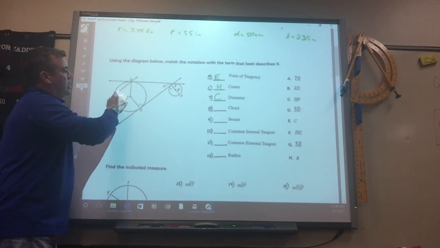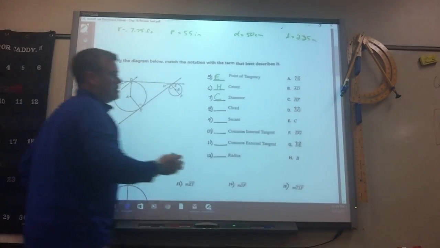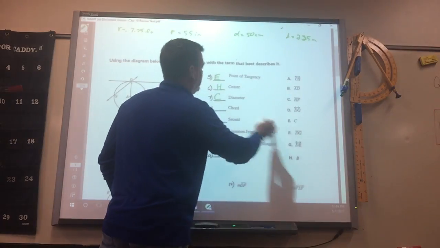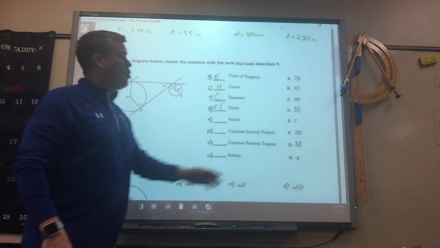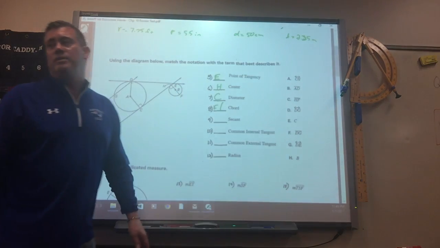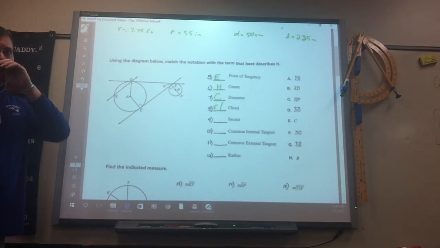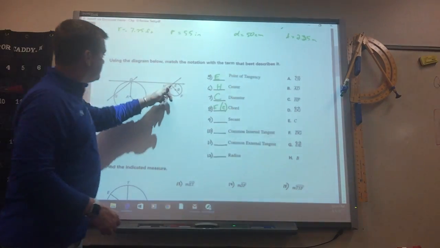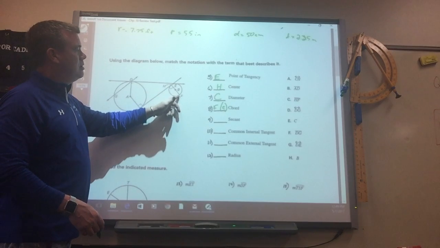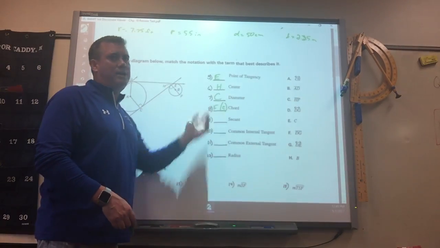GD is a chord, and a chord is a segment. So GD. Now, a chord is a segment. This one you could put C, because technically a diameter is a chord also. So you could put C here because HF is also a chord. So either one of these would be true.